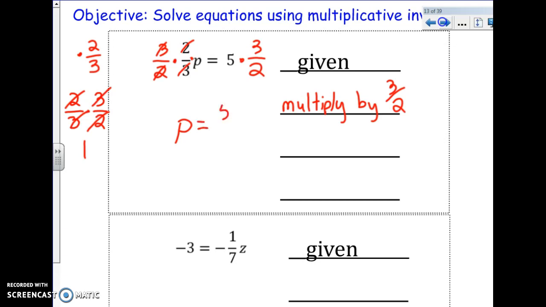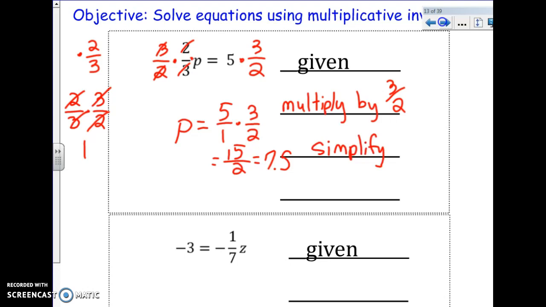And then when I multiply a whole number times a fraction, I'm probably going to want to put it over 1. Sorry. And I get 5 times 3 is 15. And 1 times 2 is 2. And if you want to give me a decimal, you can. But I like fractions. So in simplifying, I get that p is equal to 7.5.